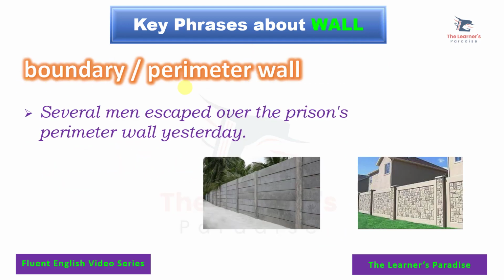Next we have a boundary wall or a perimeter wall. It is a wall that surrounds a building or a house. For example, you have a very big house, and this type of wall you put all around your house. So you call this a boundary wall or perimeter wall.